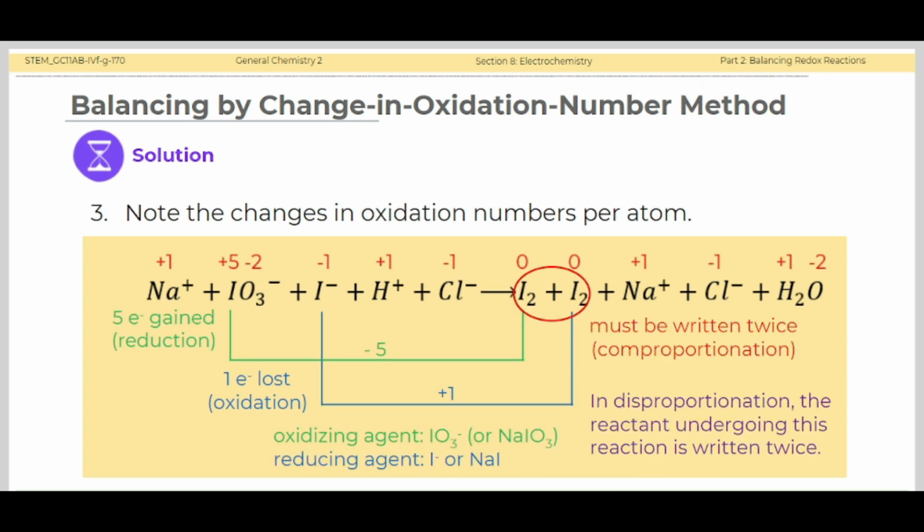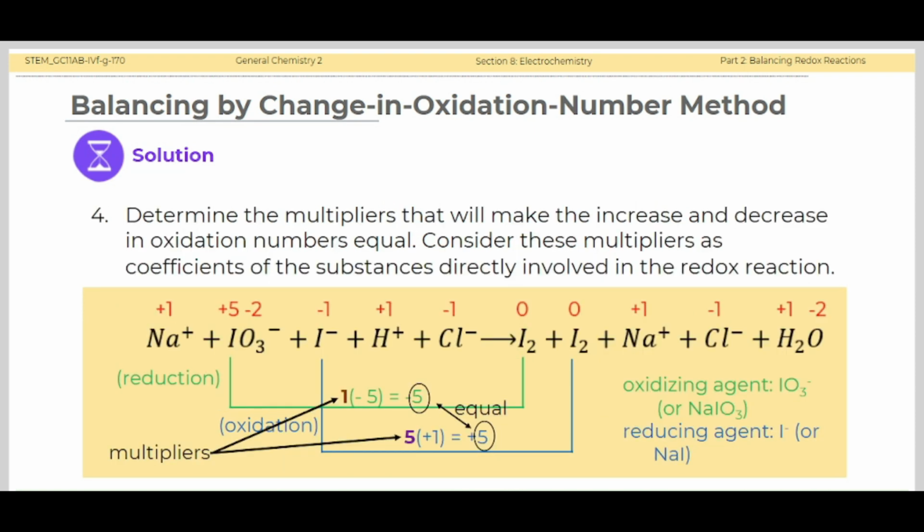Notice that the reaction is a comproportionation since oxidation and reduction of 2 different reactants produce the same product, which is diatomic iodine. With this, we can write the comproportionation product twice to avoid confusion when adjusting coefficients. Solution number 4. Determine the multipliers that will make the increase and decrease in oxidation numbers equal.